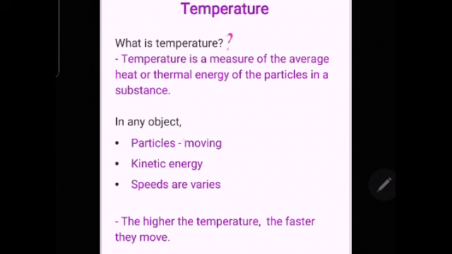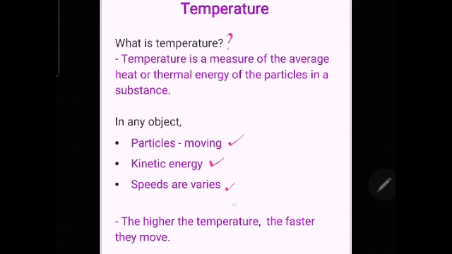Okay, in any object, dalam apa-apa objek, the particles or the molecules are moving. Particles ataupun molekul-molekul dia semua bergerak. So, when they are in motion, they will have kinetic energy. Bila dia bergerak, dia akan ada tenaga kinetik. And these particles move at varying speeds. Dan particles-particles ini bergerak dalam hal laju yang pelbagai.